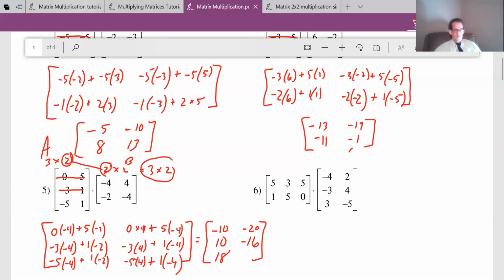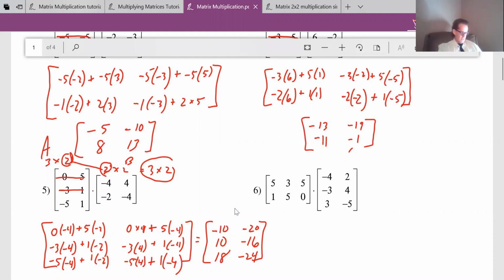Negative 5 times 4 is going to be negative 20. 1 times negative 4 is negative 4. So negative 20 plus negative 4 should be negative 24. And that's the product of those two matrices for number 5.